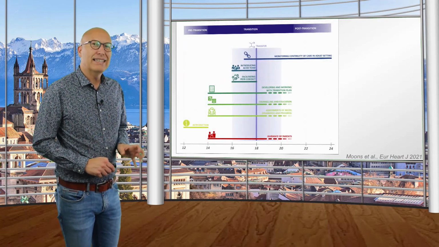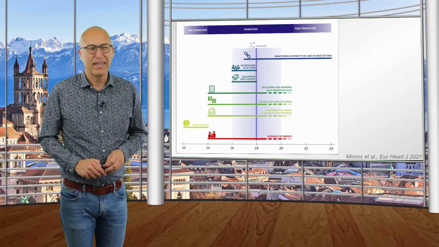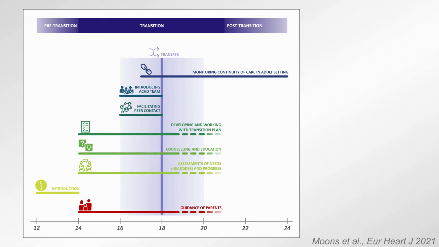What is important in this statement is that we explicitly indicated the process, the timing and the components of transitional care. As you can see here, it starts early enough, at the age of 12, with the first introduction of transition. The implementation of intervention starts at the age of 14 with a regular assessment of the needs using the HEADS, with counseling and education, developing and working with the transition plan, and also working with the parents because their change in role is pivotal. At the age of 16, the peer contact and familiarization with the adult team is set up, and then the transfer is organized.